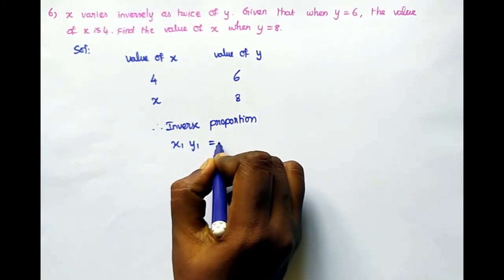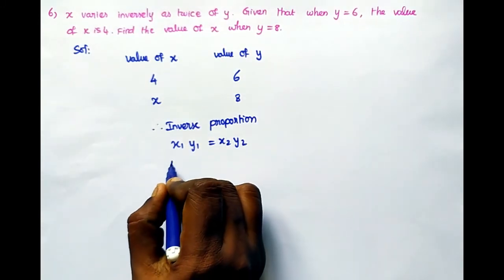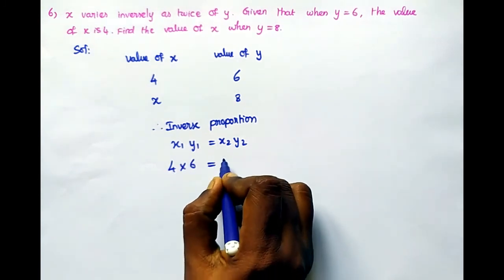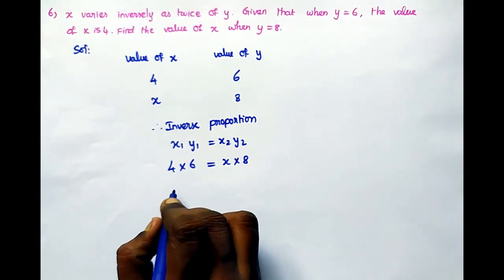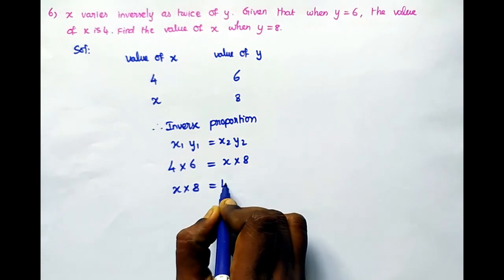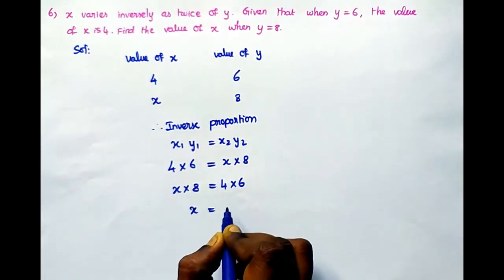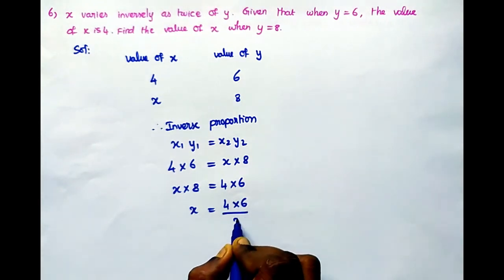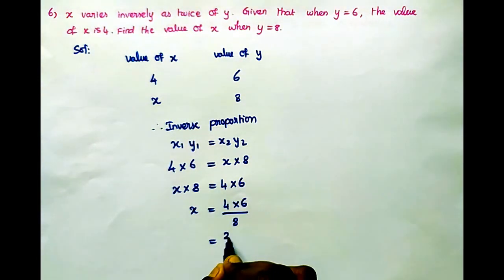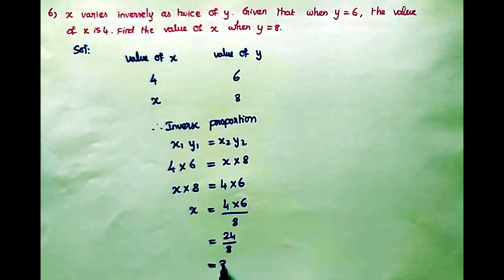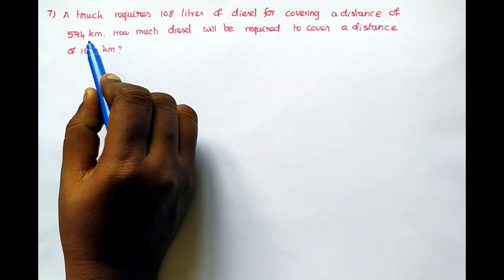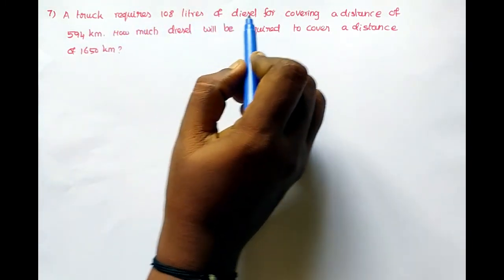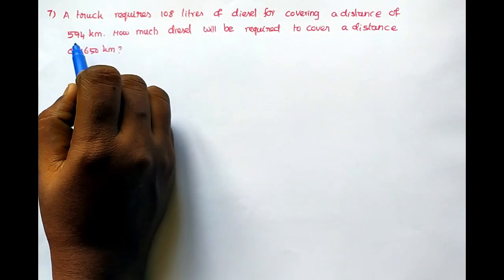x1 y1 equal to x2 y2, 4 into 6 equal to x into 8. Change the LHS and RHS. x into 8 equal to 4 into 6. So x equal to 4 into 6 divided by 8. That is 6 4s are 24 divided by 8, 3. So the value of x equal to 3. That is the answer. Seventh sum, a truck requires 108 liters of diesel for covering a distance of 594 km.